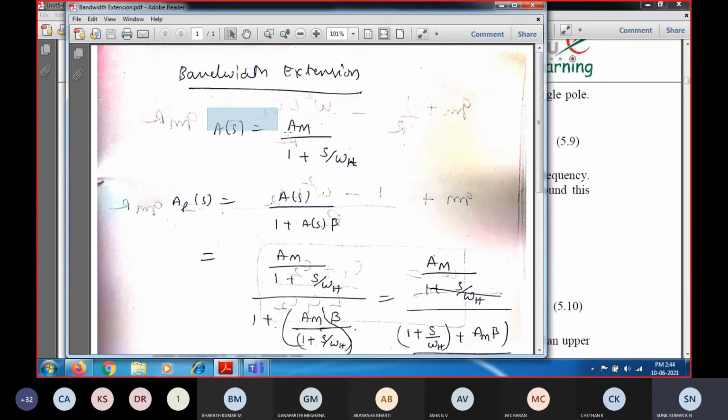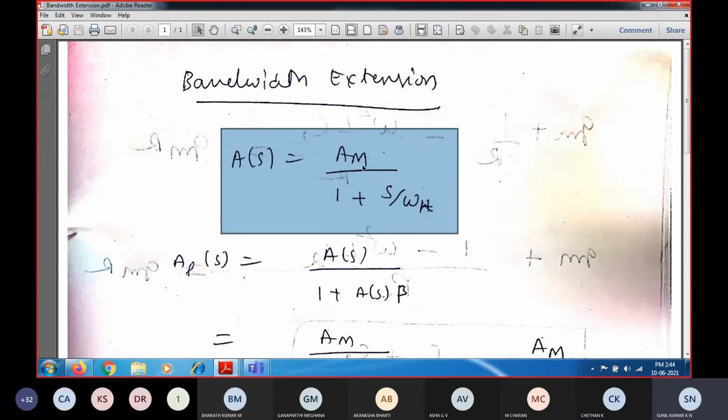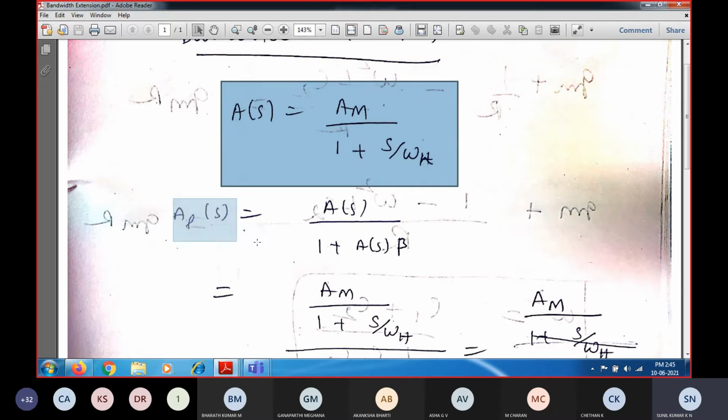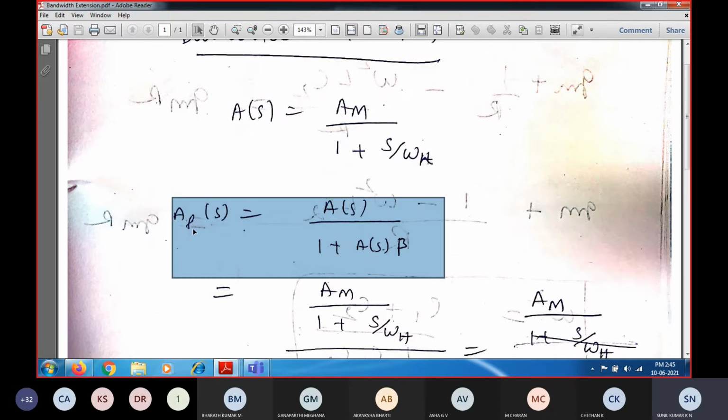So this is A(s). A(s) is given by A_M, the midband frequency gain, divided by 1 plus s by omega_h. This is the main amplifier gain. The gain with feedback is given by this expression: A_f(s) will be equal to A(s) divided by 1 plus A(s) into beta.